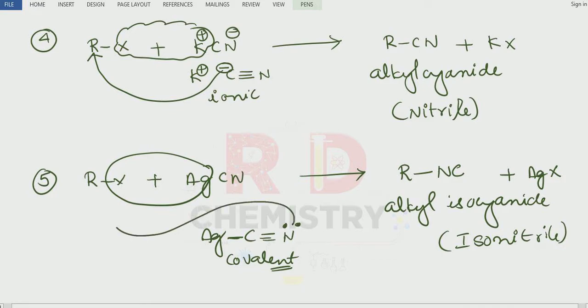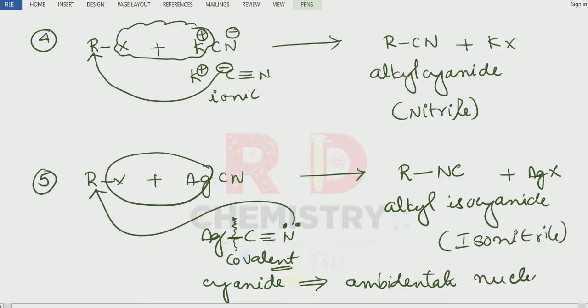Nitrogen actually attacks the carbon atom present in the R group and the halogen goes out. That's why you get an RNC compound, and here the Ag-carbon bond breaks off later. Remember cyanides, which you must have studied in coordination compounds. Cyanide is an ambidentate ligand. In this case, the cyanide nucleophile is an ambidentate nucleophile. That's why the products are different.